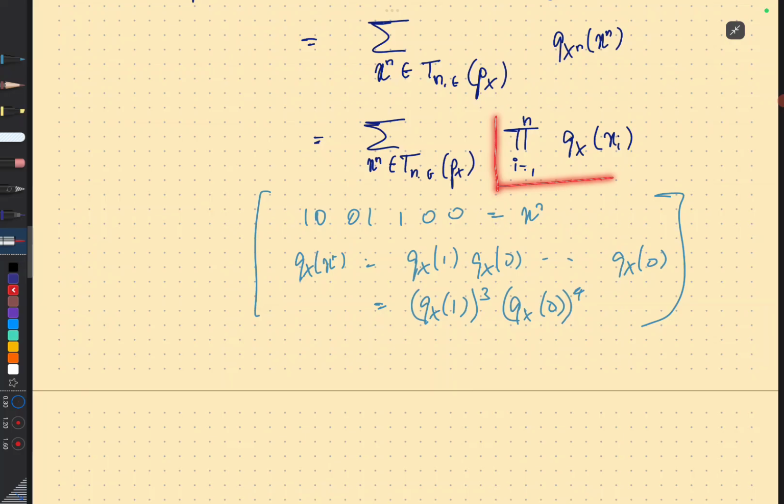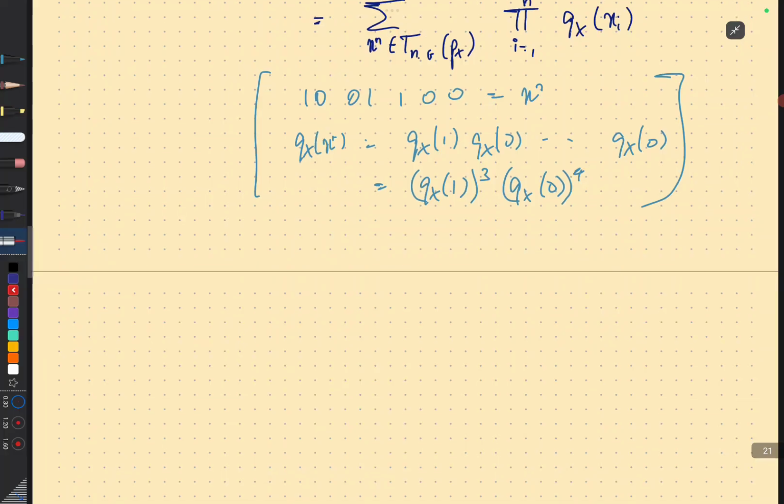So if I have a quantity of this particular form over some alphabet, suppose that the alphabet size is 2, zeros and ones. What would this quantity be equal to? It would be qx of 0 raised to the number of times 0 occurs, which is n times mu of 0, times qx of 1 raised to the number of times 1 occurs in the sequence.